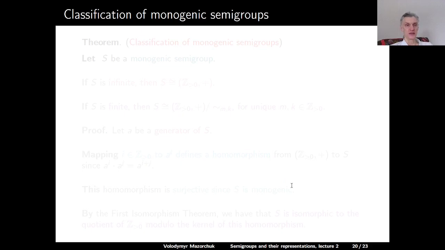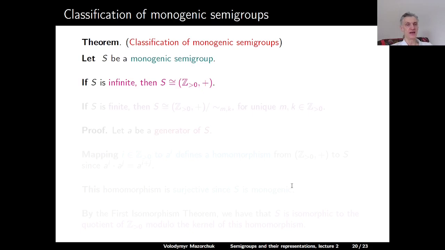Now we can formulate the following theorem, which classifies all monogenic semigroups. So let S be a monogenic semigroup. If S is infinite, then S is isomorphic to the additive semigroup of all positive integers. If S is finite, then S is isomorphic to the quotient of the additive semigroup of all positive integers by a congruence tilde m,k for uniquely defined m and k.